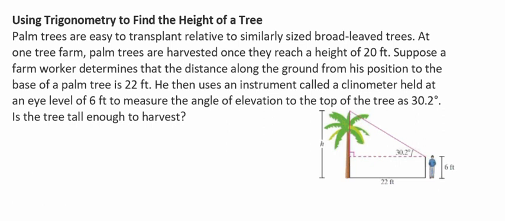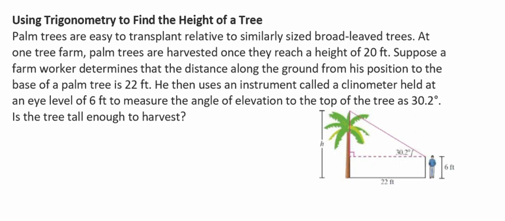Now, suppose that a farm worker determines that the distance along the ground from his position to the base of the palm tree is 22 feet. He then uses an instrument called a clinometer held at an eye level of 6 feet to measure the angle of elevation to the top of the tree as 30.2 degrees. Is the tree tall enough to harvest?